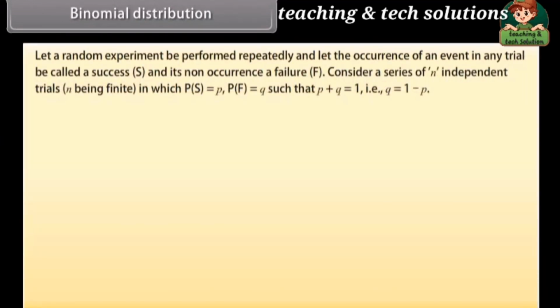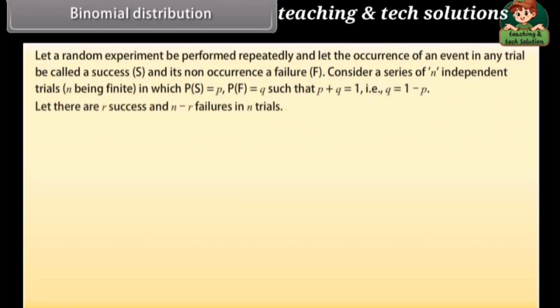Binomial distribution. Let a random experiment be performed repeatedly and let the occurrence of an event in any trial be called a success S and its non-occurrence a failure F. Consider a series of n independent trials, n being finite, in which probability of success is p, probability of failure is q, such that p plus q is equal to 1. That is, q is equal to 1 minus p.